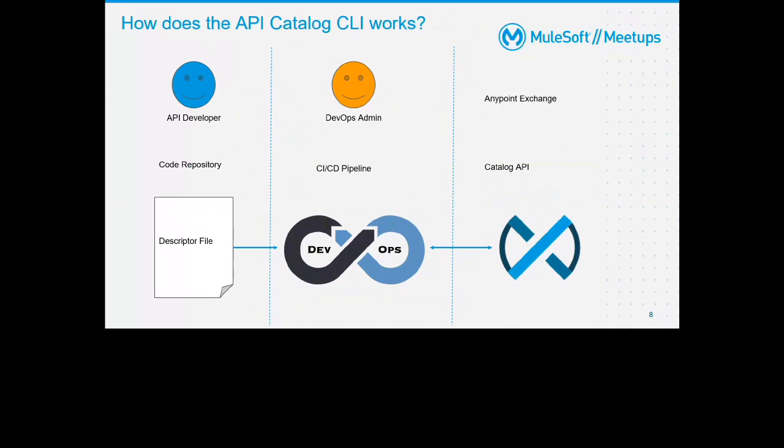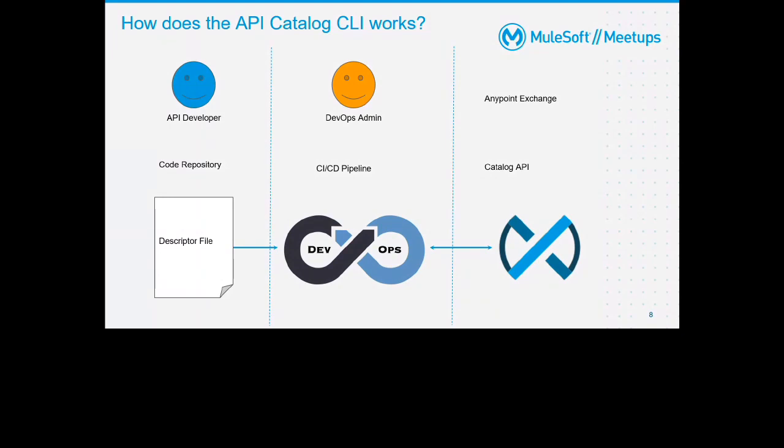Okay, how does it work? The developer will write the specification, and along with that specification, we'll be writing one descriptor file. We'll talk about how it looks. With the help of this descriptor file plus the API specification, we'll put it in the code repository. It could be anything, GitHub Actions. Today we'll keep GitHub Actions. You can keep it anywhere, and you can write a CI/CD pipeline and run the CLI commands. Catalog CLI commands will automate the cataloging part of your API.